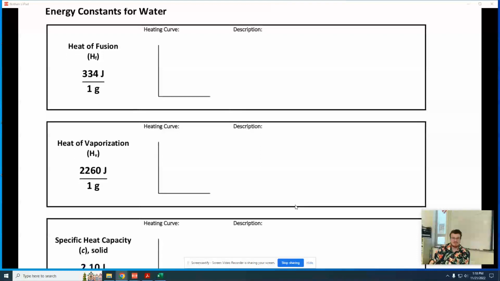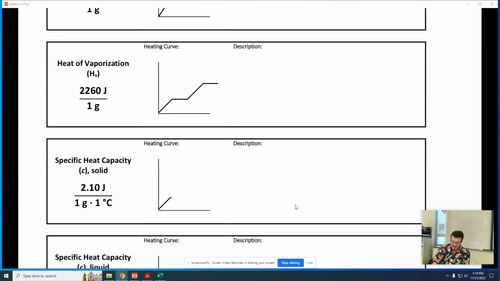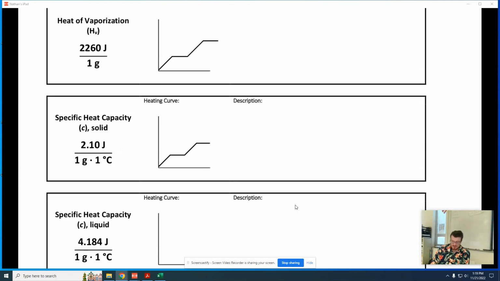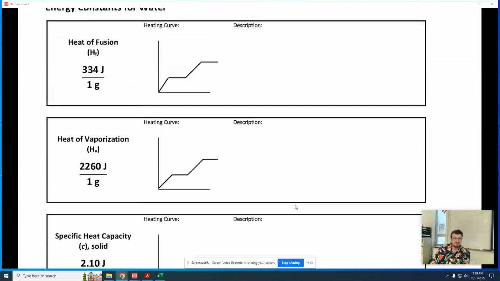So for each of these, since I have the magic of my iPad, I'm just going to draw a rough heating curve. This is for water, so we'll assume my melting point and boiling point are 0 degrees and 100 degrees Celsius. I'm going to try to draw these as similar as possible, but I'm only human, so they're not going to be perfect. I'm just going to draw each of these heating curves, and then highlight the relevant area for each of my constants. I'm just drawing these first four sections because it will cover solid, liquid, and then the phase changes melting and vaporization.